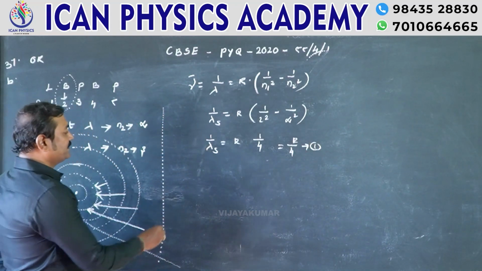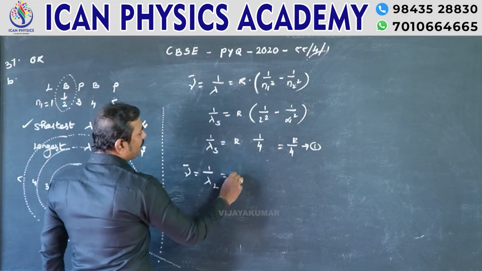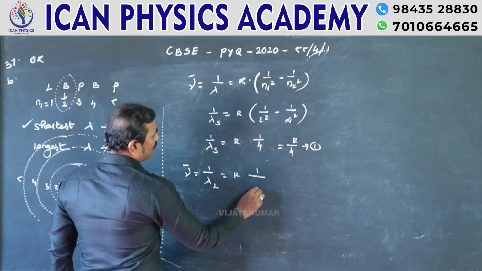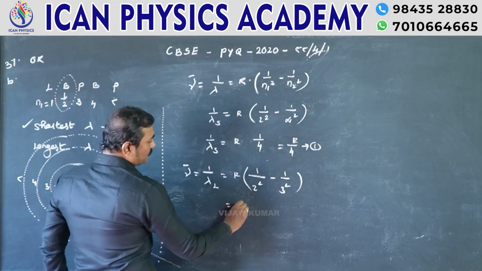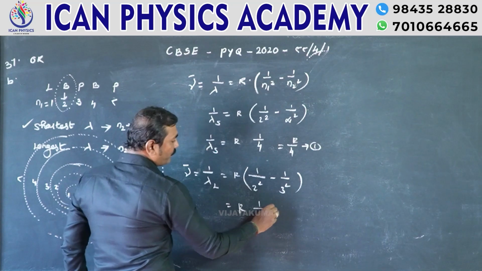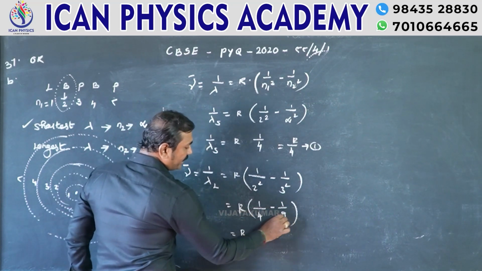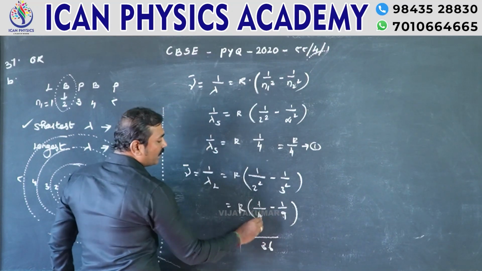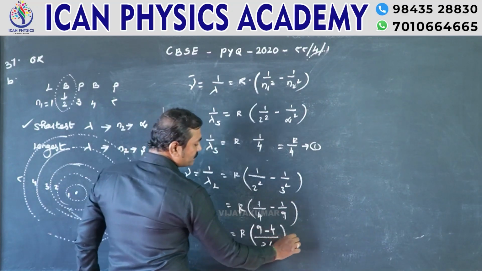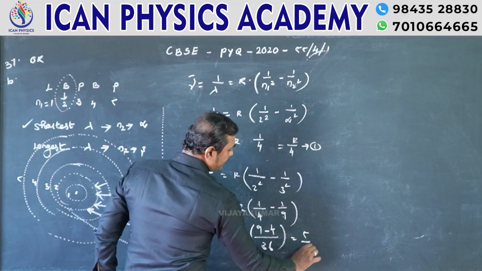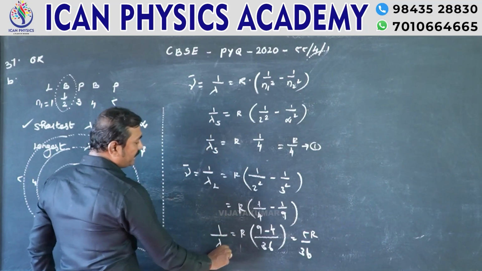For the longest wavelength, nu bar equal to 1 by lambda L equal to R into 1 by n1 square, that is 2 square, minus 1 by n2 square, that is 3 square. So R into 1 by 4 minus 1 by 9. Now we go for the LCM: 9 fours are 36. 1 nine is 9, 1 four is 4. So 9 minus 4, 5 by 36. This times R is 1 by lambda L, equation number 2.